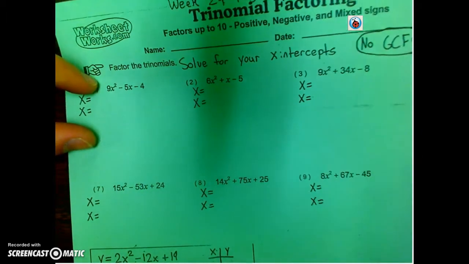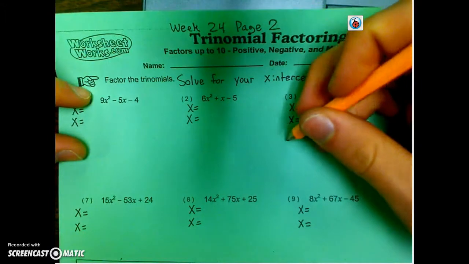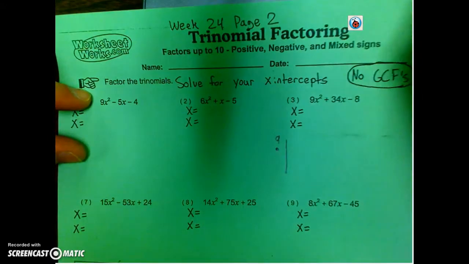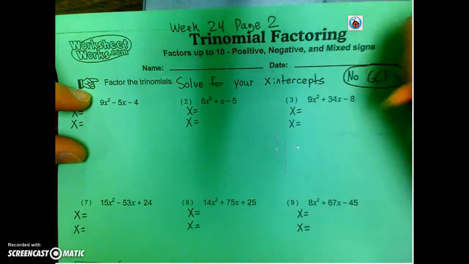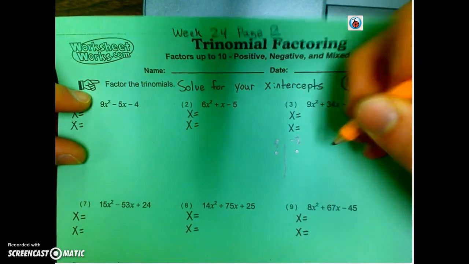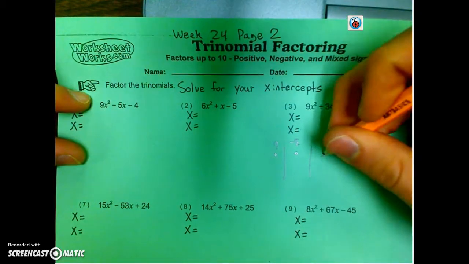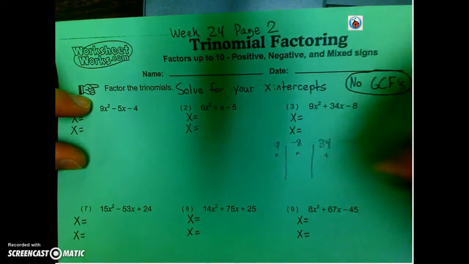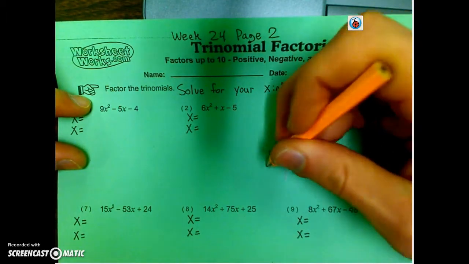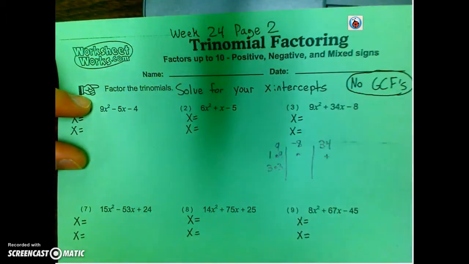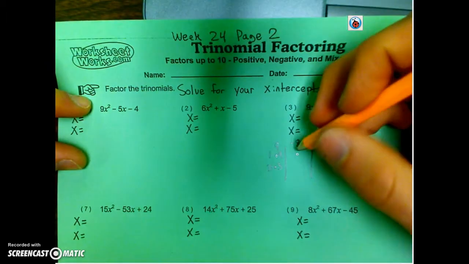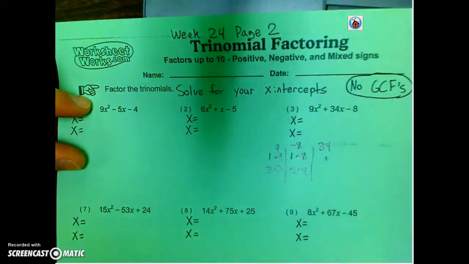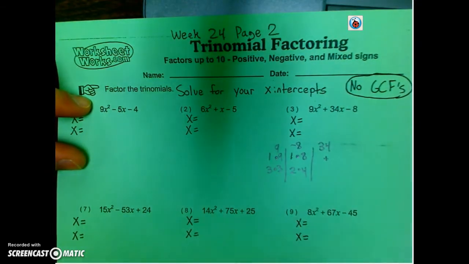We'll take a look here at number 3. Okay, so I need to factor it first. So what numbers multiply together to give me a 9? What numbers multiply together to give me a negative 8? Where in some type of combination, these add to give us a 34. All right, so I know with 9, it's either going to be a 1 times a 9 or a 3 times a 3. With the 8 that's negative, I either need a 1 times an 8 or a 2 times a 4, where one of these takes on a negative sign.